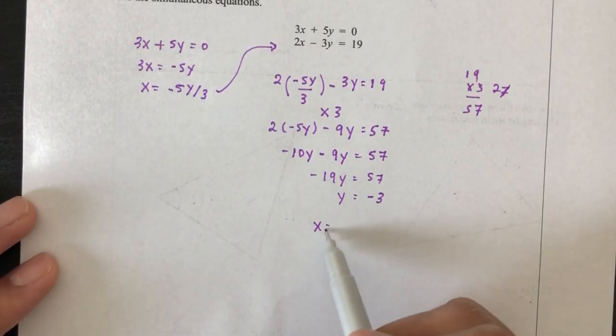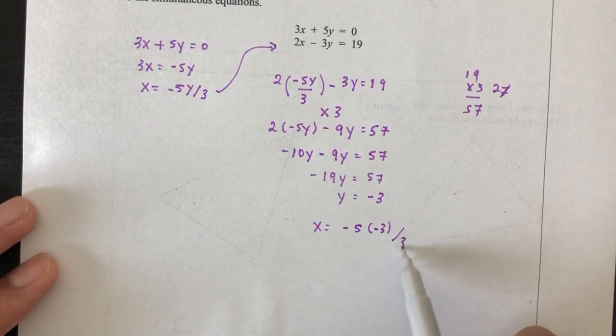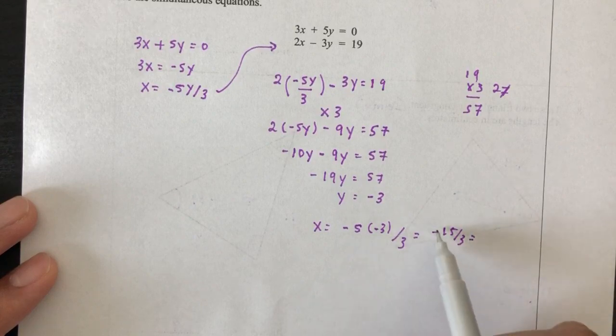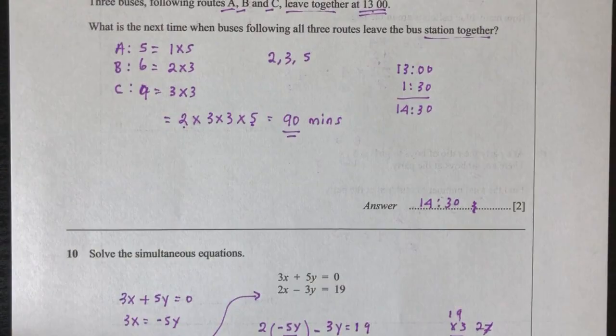Now the value of x will be minus 5 times minus 3 divided by 3. That will be minus 15 divided by 3. Sorry, plus 15, that will be 5. So x will be 5 and y will be minus 3. That will be question number 10.